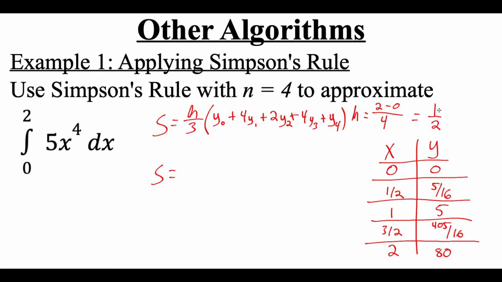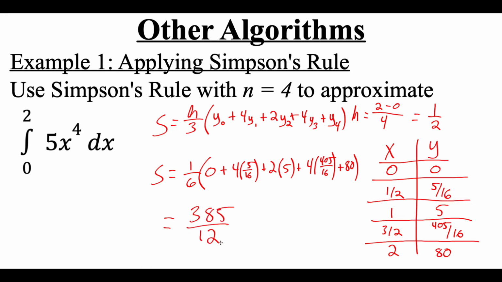So in here, if I take 1/2, that h value, and divide it by 3, or multiply it by 1/3, then I'm going to get 1/6 times that first y value, which is 0, and then 4 times that next y value, which is 5/16, and then 2 times that next y value, which is 5, and then 4 times that next y value, which is 405 over 16, and then my last y value of 80 doesn't get any multiplier on it at all. Now if I do all of this multiplying and adding, we're going to end up getting 385 over 12.